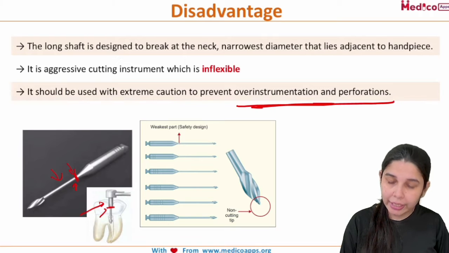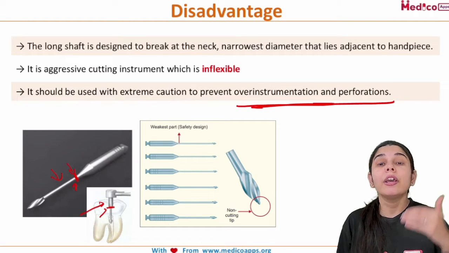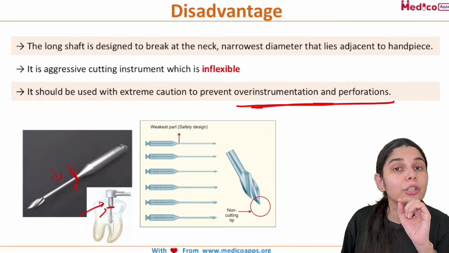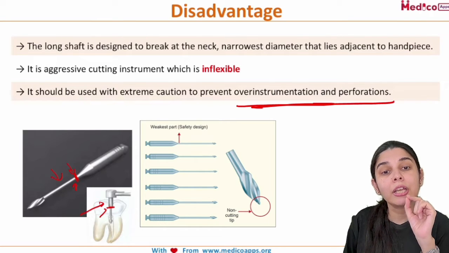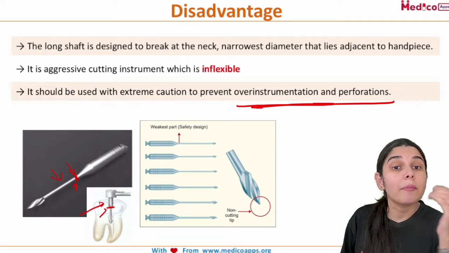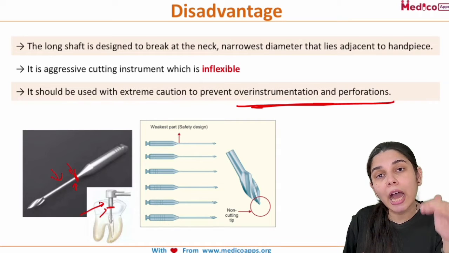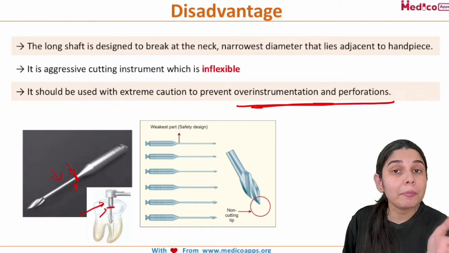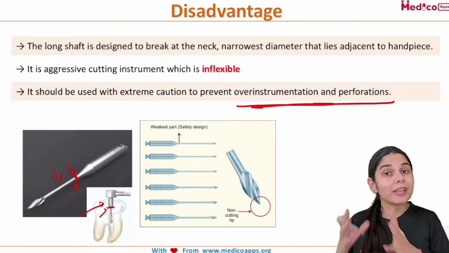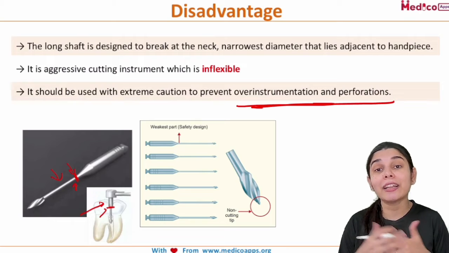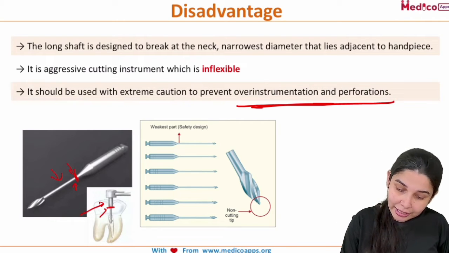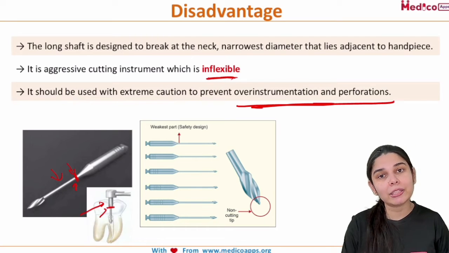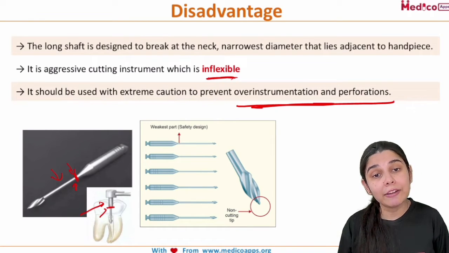there can be over instrumentation and perforation. As I have already told you, though there is a safeguard tip which has a non-cutting edge, still there are chances, because it is a cutting instrument, that there can be over instrumentation in the root, or there can be perforation in the root. So here is another question and answer which we have been resolving in the MCQ: this instrument is inflexible.